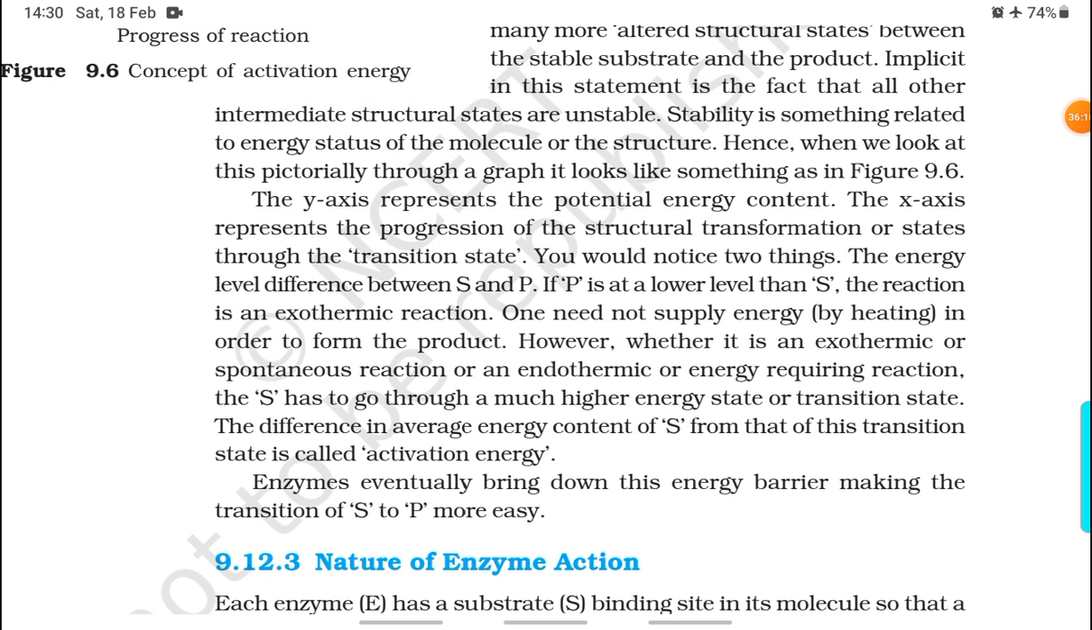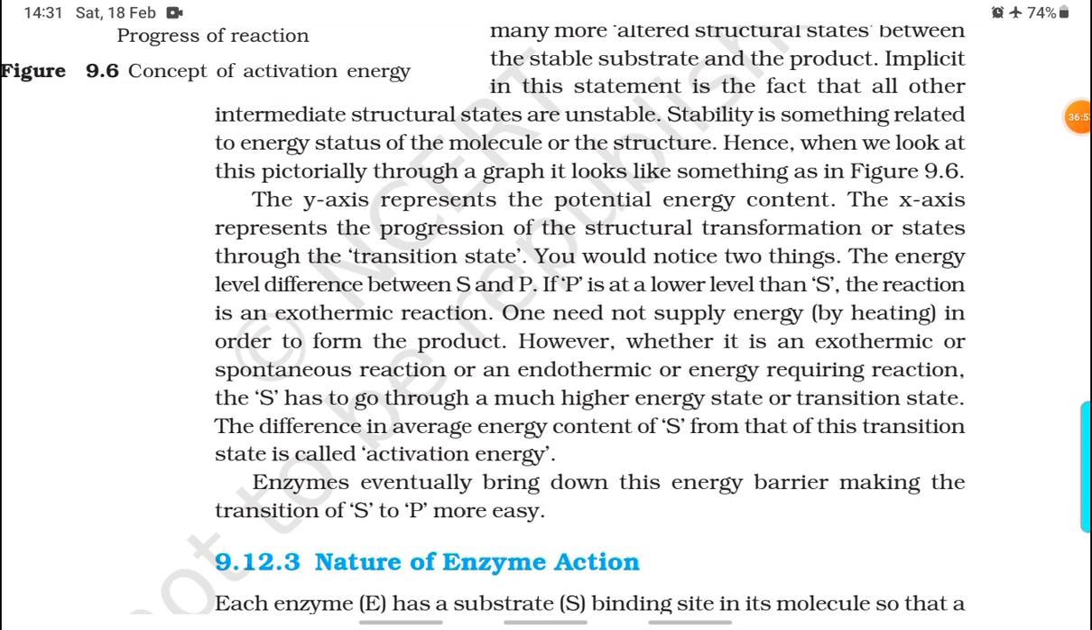Hence, when we look at this pictorially through a graph, it looks like something as in the figure. The y-axis represents the potential energy content. The x-axis represents the progression of structural formation or states through the transition state. You would notice two things: the energy level difference between substrate and product. If the product is at a lower level than the substrate, the reaction is exothermic. One need not supply energy by heating in order to form the product.